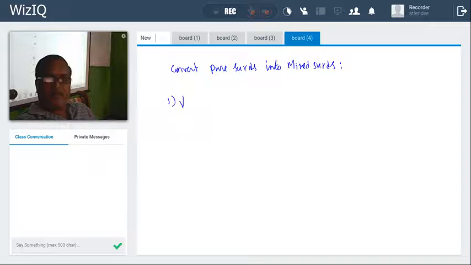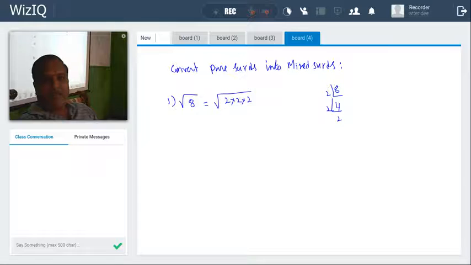Example, square root of 8 is there. You have to write it as a product of prime numbers. Otherwise, it's 2, 4, 2, 2 like this. So then how much is it equal to? 2 into 2 into 2. Because it is square root now, for every two numbers, one number will come out of the root.